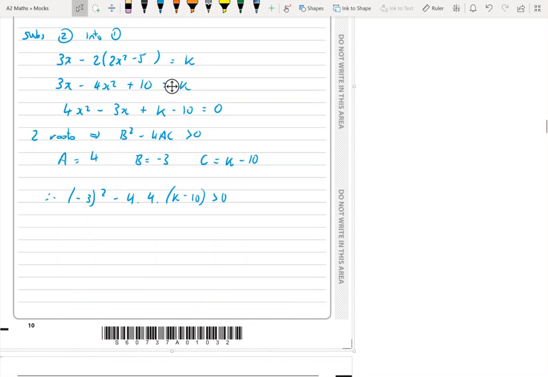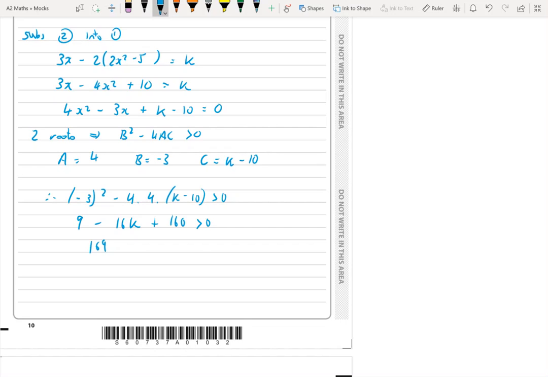So this is a little inequality. When we simplify it, minus 3 squared is 9, minus 16k, minus 16 times minus 10 is positive 160. We want that to be greater than 0. So we've got 169 on the left. Let's move the 16k to the right: 169 over 16 greater than k. Looks a little bit strange, so just write it the other way around: k is less than 169 over 16. Not the nicest numbers, but we're done.